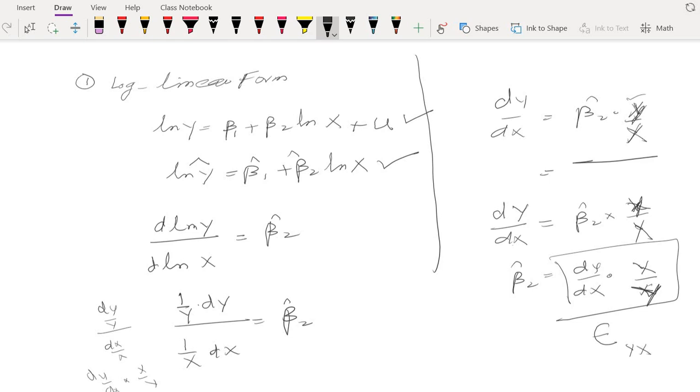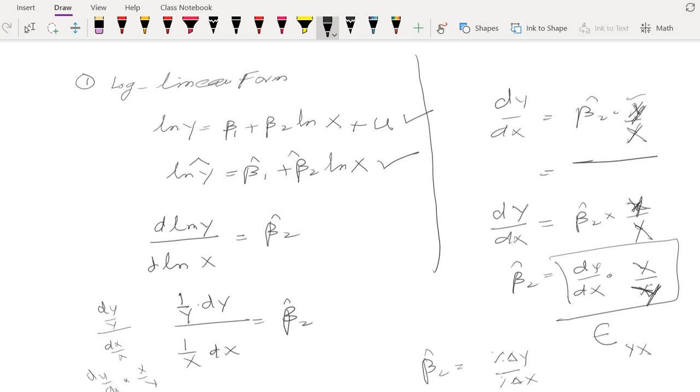So practically what is the message of this model? Whenever you have a model in which y and x are both in terms of logs, then the coefficient is not the slope but the elasticity. So if I explain what beta 2 hat is, beta 2 hat is equal to the percentage change in y with respect to the percentage change in x, which is the definition of elasticity. Now you can explain the equation in terms of whatever variables are given for y or x.